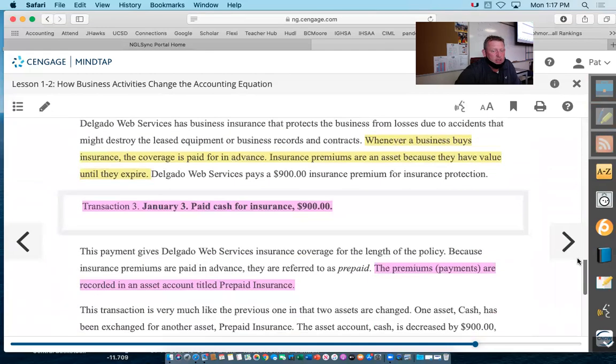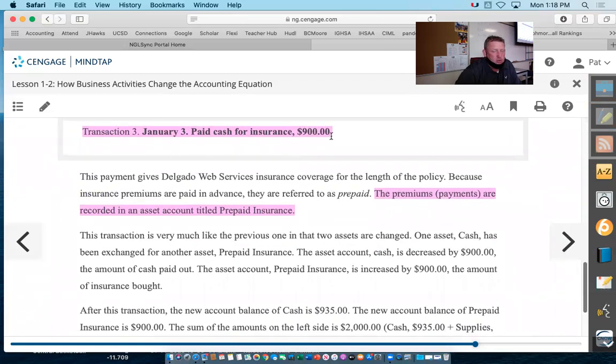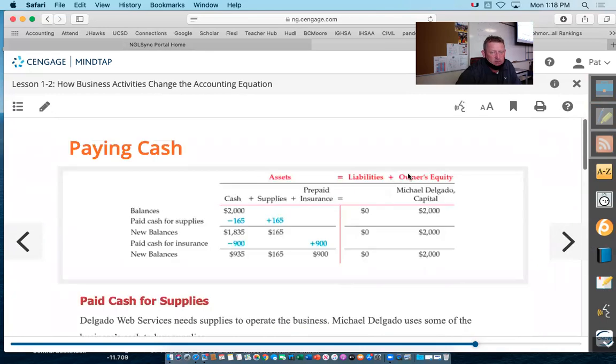The next one then is paid cash for insurance. Okay, we call it prepaid insurance. That's what's up here. Whenever you pay cash, it's a negative to the asset cash, usually, right? Paid cash. What are you gaining? Insurance for the same amount, allowing your accounting equation to still equal, right?